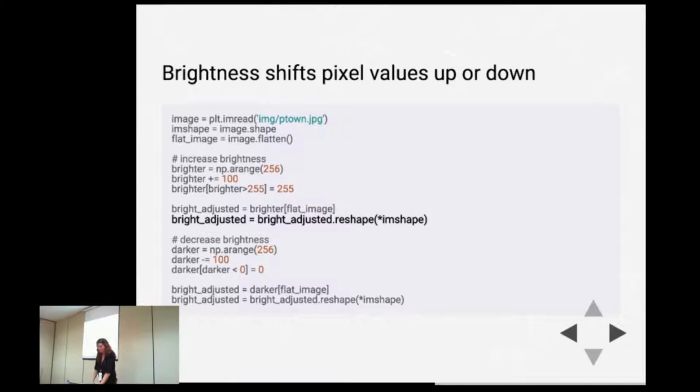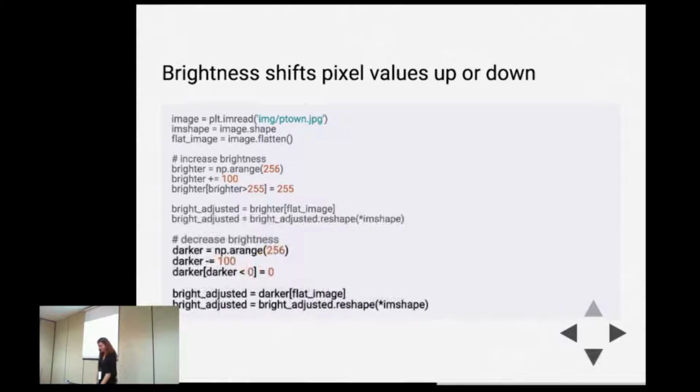Okay, and then we're going to put it back into the correct shape. So it was flattened, now we reassemble it. And same thing for the darkness, only we're going to subtract 100. Shift it down instead.